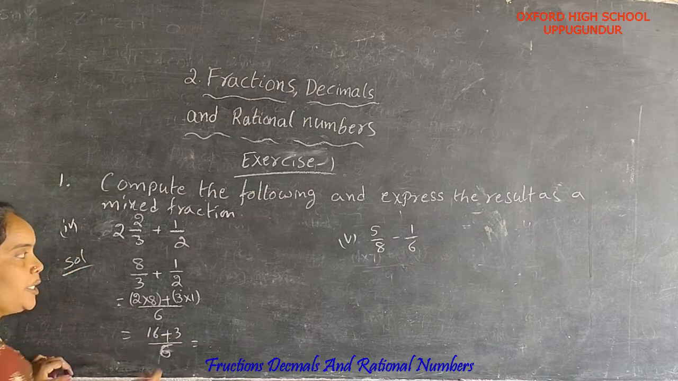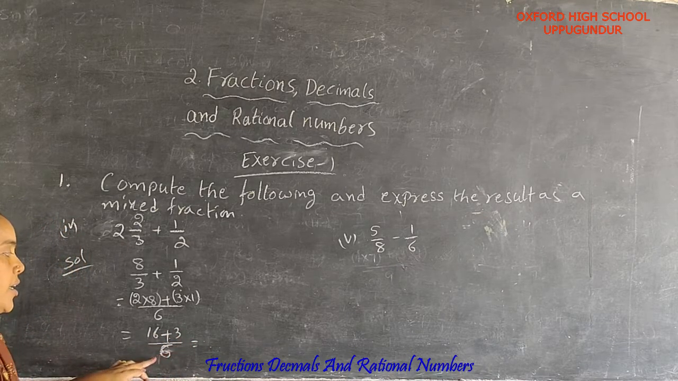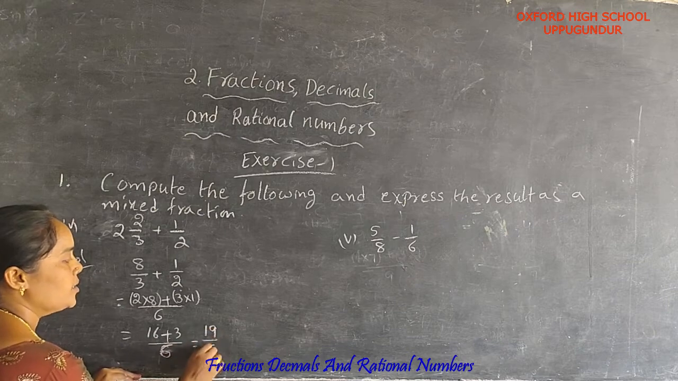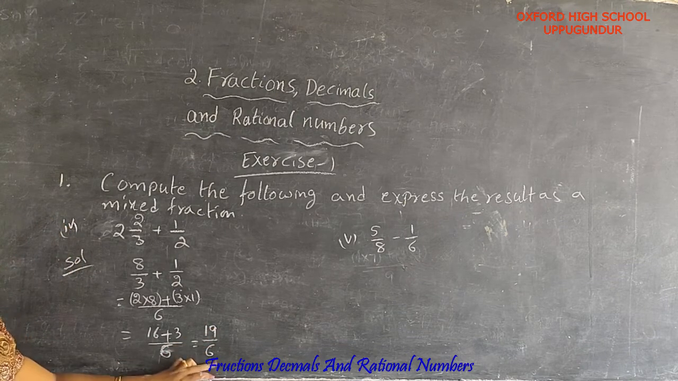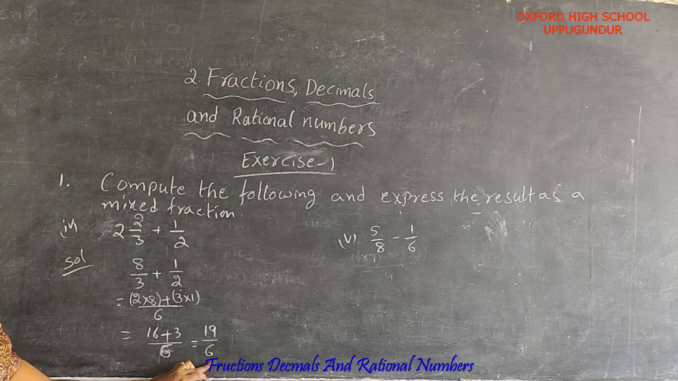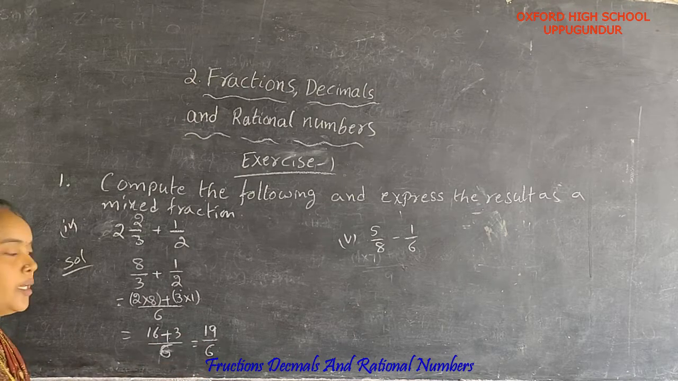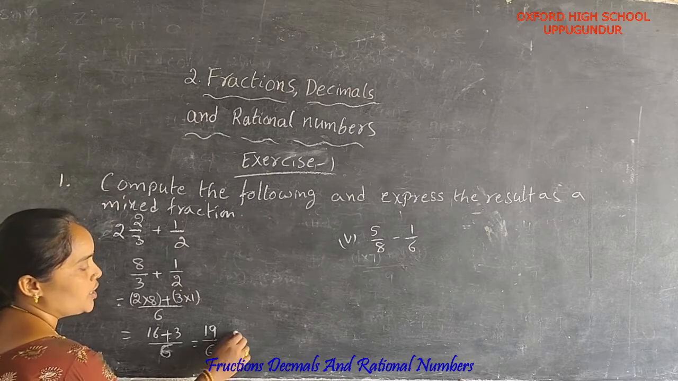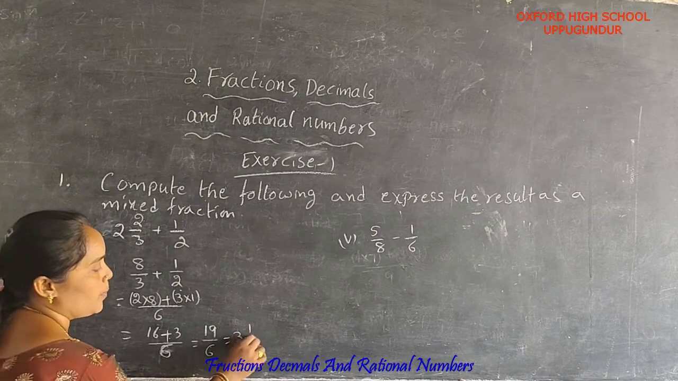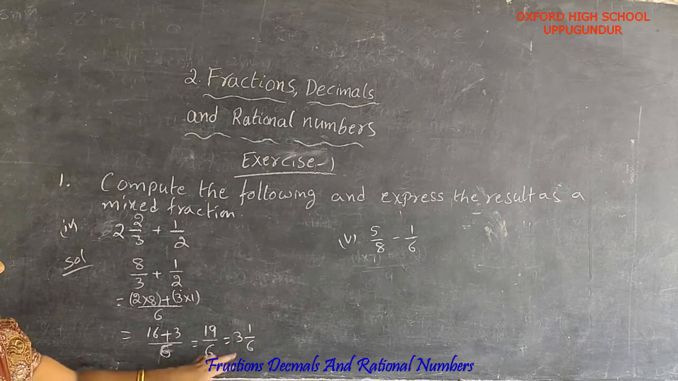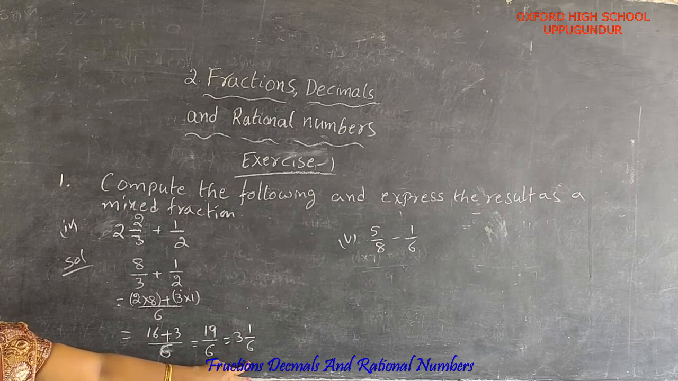Equals 16 plus 3, 19. 19 by 6. 19 by 6 is an improper fraction. So we convert to a mixed fraction. 6 3s are 18, 1 by 6. 3 1 by 6. Okay.